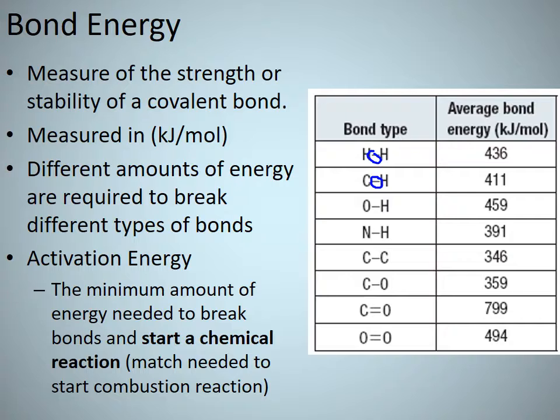Now, different amounts of energy are required to break different types of bonds. Notice here that each bond that you see on the left requires a specific amount of energy used to break that bond. When taking a look at a chemical reaction, the activation energy is the minimum amount of energy needed to break a bond and start a chemical reaction. So what we could do is take a look at the different types of bonds in the reactants. We could calculate how much energy is required to break those bonds, and that would be your activation energy.